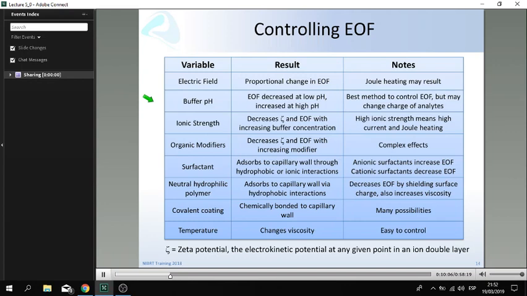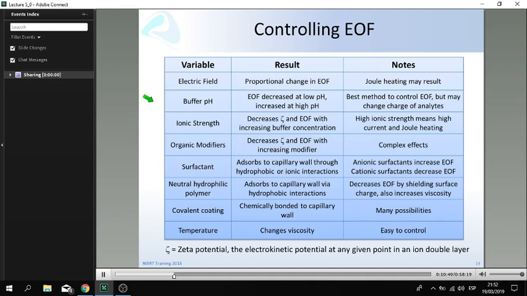And we can control EOF in many different ways. For example, we can control EOF by controlling the strength of the electric field, which is proportional to the change in EOF. So the higher the strength of the electric field, the quicker everything will move. This is easy to control, but it can lead to Joule heating, which means that increasing the electric field increases heating of everything inside the capillary, because the higher the electric field, the higher the energy that is being released. That can actually damage our sample. So we can control EOF in other ways. We can control it by our buffer pH.